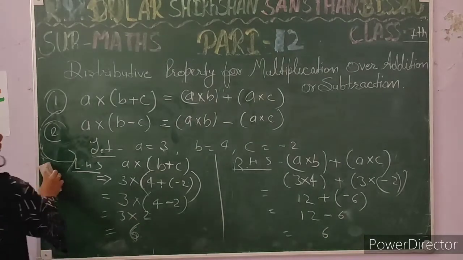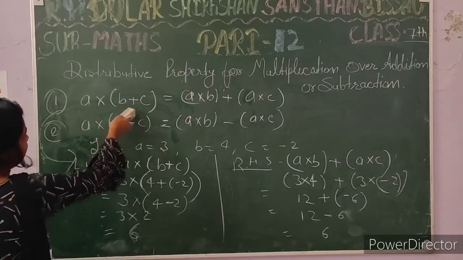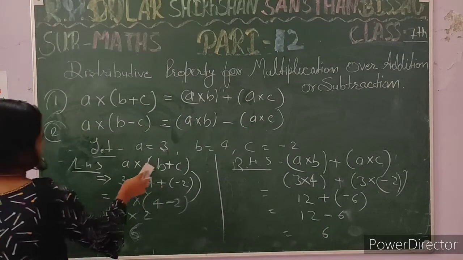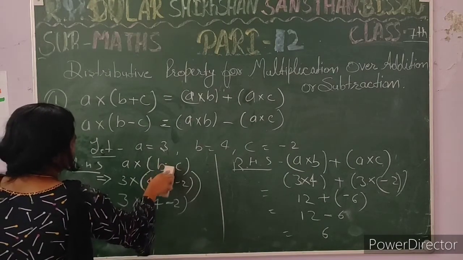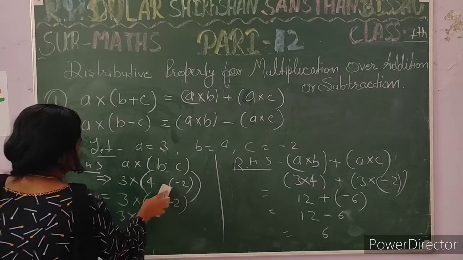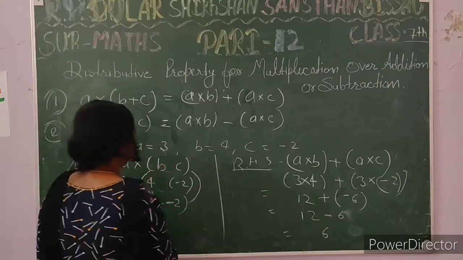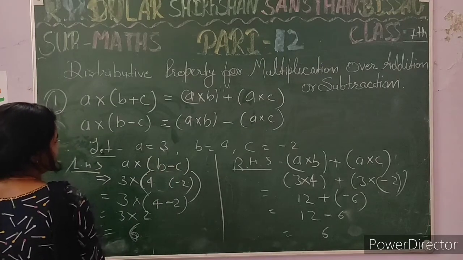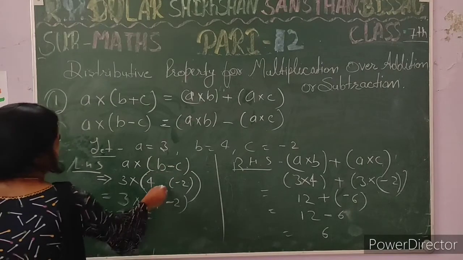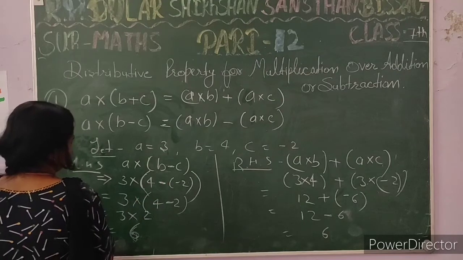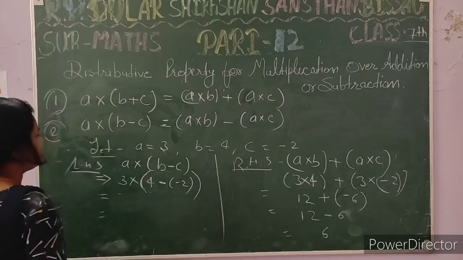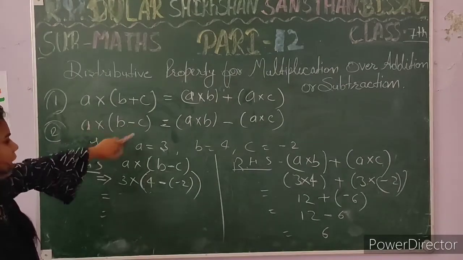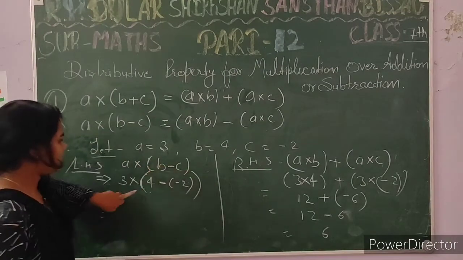Then I will give you an example of subtraction also. Here I change the sign to minus: A is equal to 3, B is equal to 4, C is equal to, sign is minus. Look, students, this is an example of subtraction, A into B minus C.